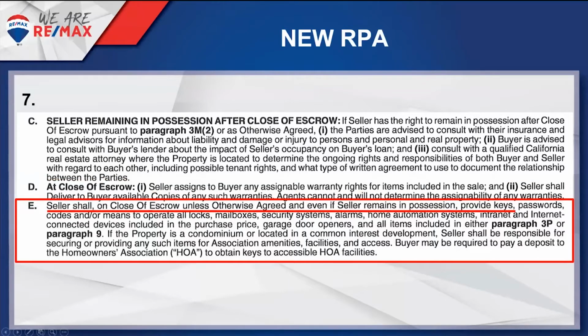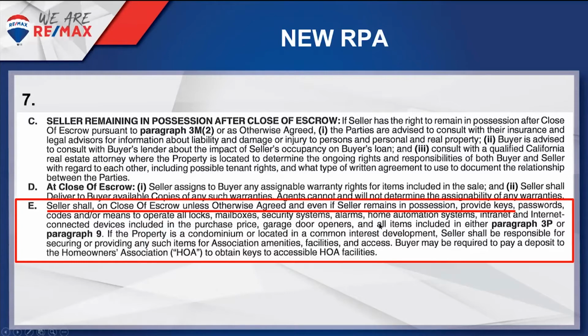Seller, upon close of escrow, unless otherwise agreed, if remains in possession, provide keys. This comes up all the time. The question is asked, okay, the seller is staying in the property. Does the seller have to give the keys? Well, the contract says yes. And in all probability, if no one's going to sue for the keys, it wouldn't get to court in time. But the owner of the property is entitled to keys.